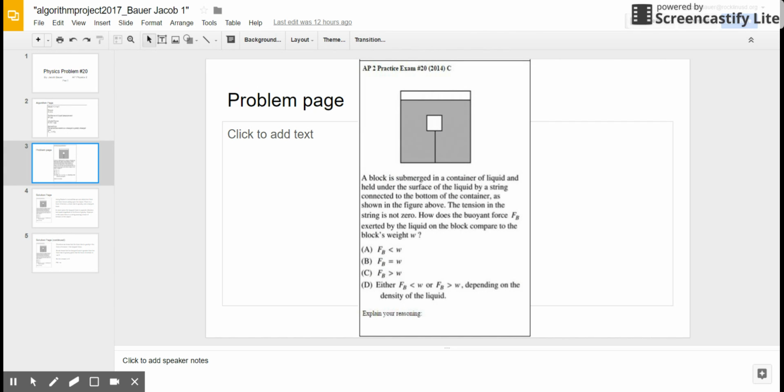So basically this problem says a block is submerged in a container of liquid and held under a surface by a string connected to the bottom of the container, shown in the figure above. The tension in the string is not zero. How does the buoyant force exerted by the liquid on the block compare to the block's weight? Okay.